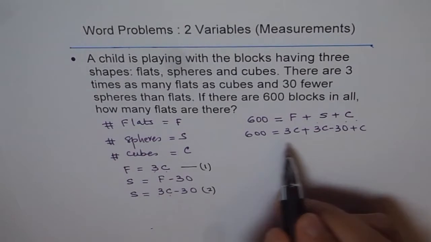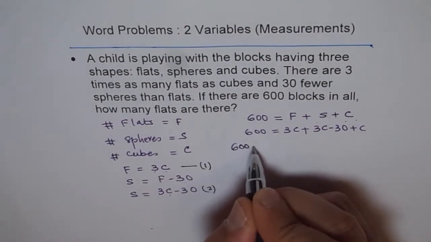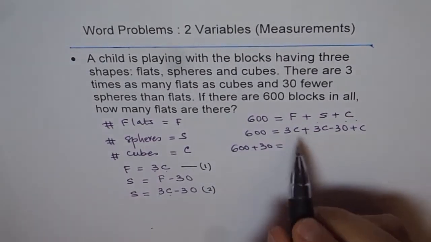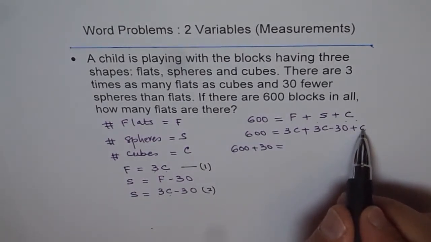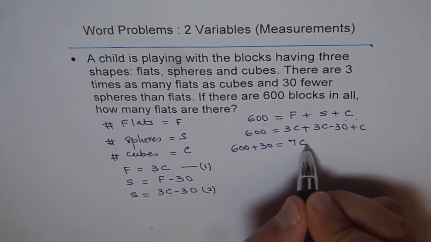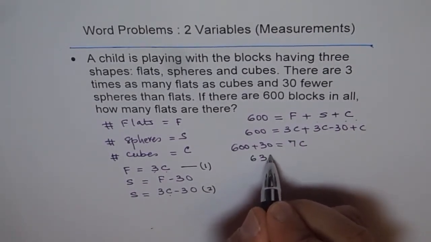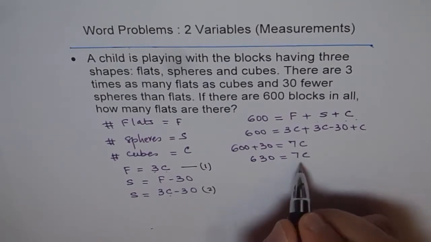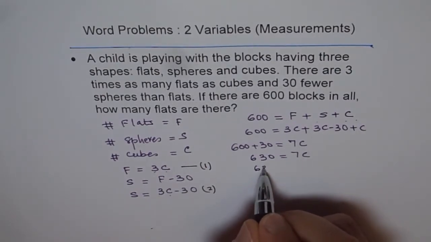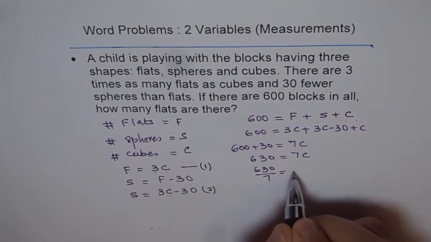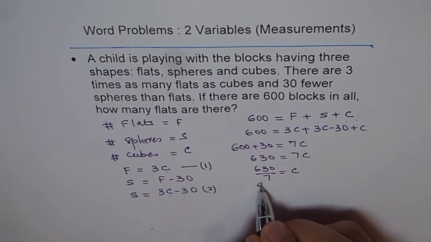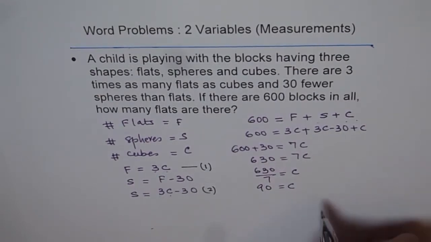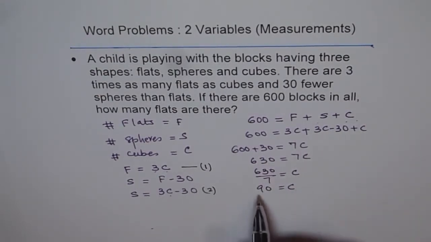We can bring 30 to this side, so it becomes 600 plus 30 equals how many c's? 3 and 3 is 6, plus 1 is 7, right? So we get 630 equals 7c. We'll divide by 7. 630 divided by 7 is equal to c, and 630 divided by 7 is 90. So we get c equals 90. Once we calculate c, we can calculate the rest, right?